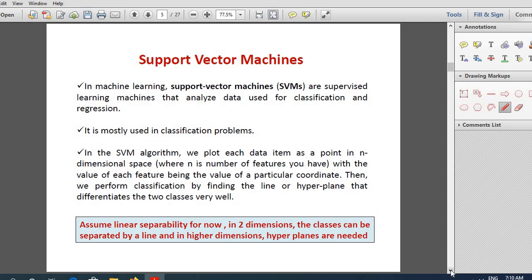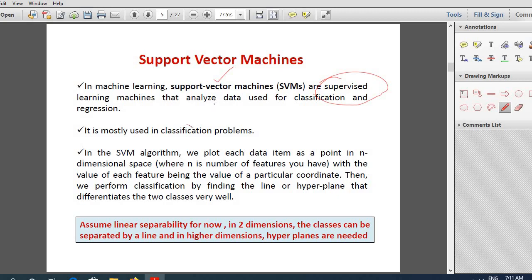Now we'll go to the core of today's lecture. It is support vector machines. I told you previously that it belongs to the supervised learning category. It is a supervised machine learning technique. It can be used for both classification as well as regression, but it is mainly used in classification problems.